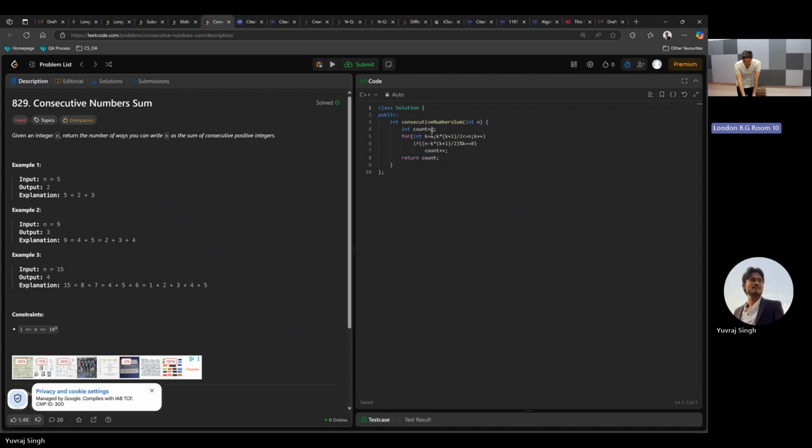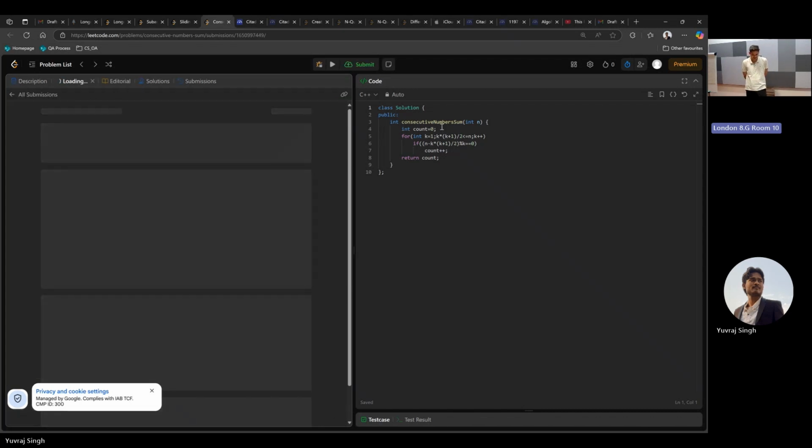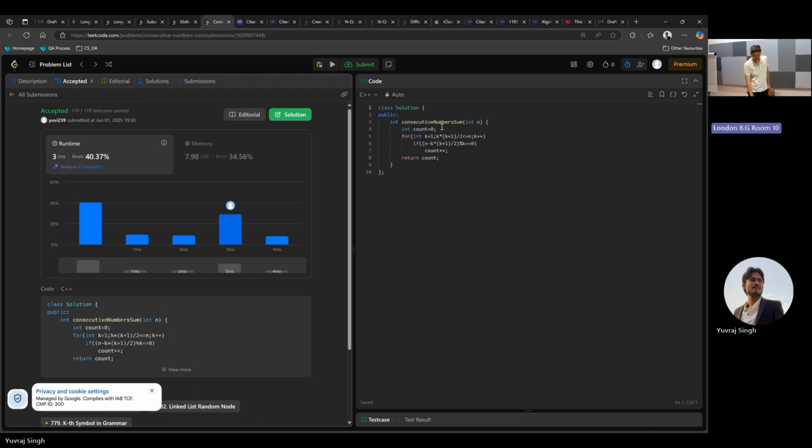We initialize the count as 0. The for loop starts from k equal to 1 and increases the value of k till the summation of k into k plus 1 by 2 is less than n. And then we are increasing the value of count. Let me run and see if this logic is correct or not. Yes, all the test cases passed.